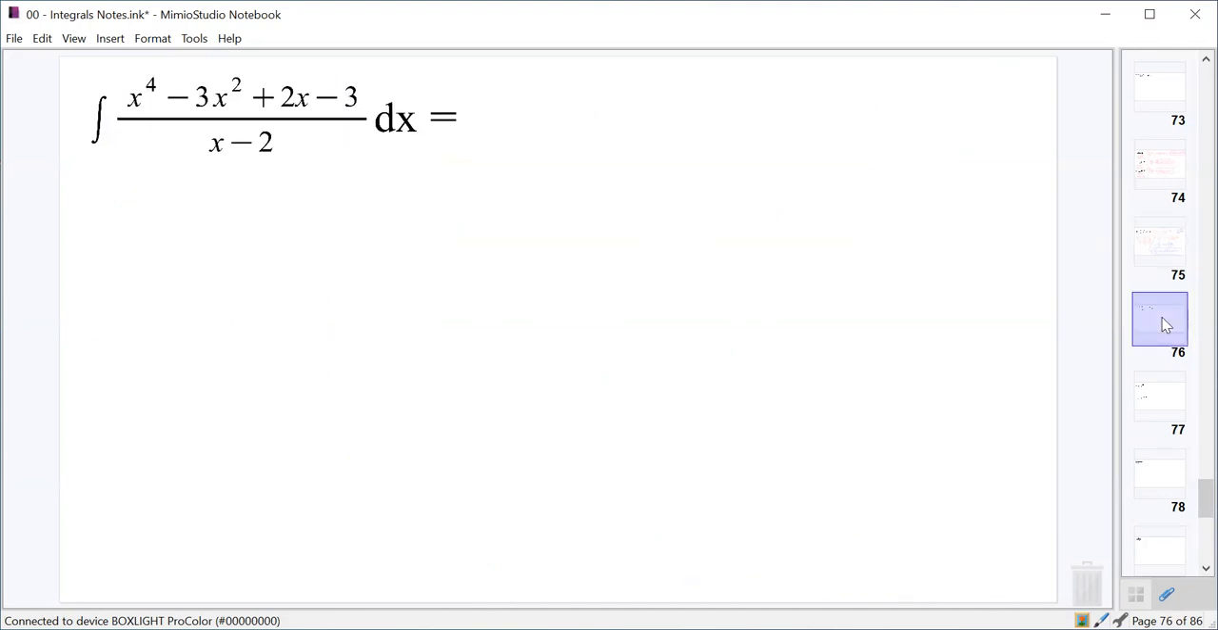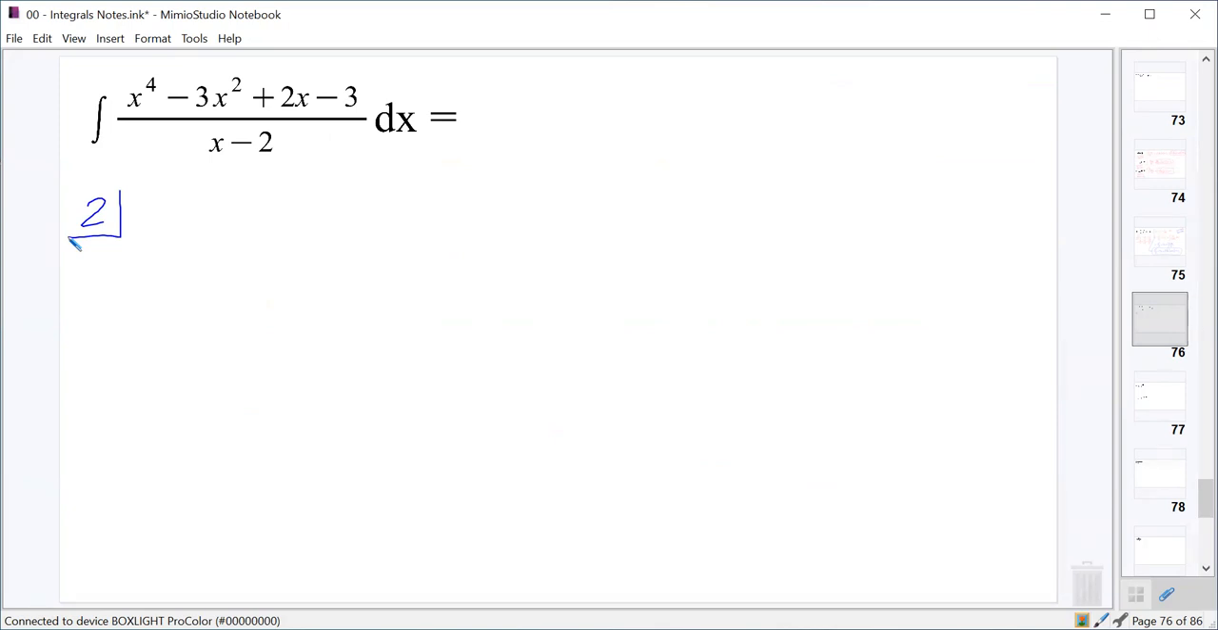So again, here we're looking at a rational function, a polynomial divided by another polynomial, in which the degree of the numerator is greater than or equal to the degree of the denominator. So we'll just do some division. And again, it can be long division or synthetic division. We'll do synthetic division since it's an x minus 2.